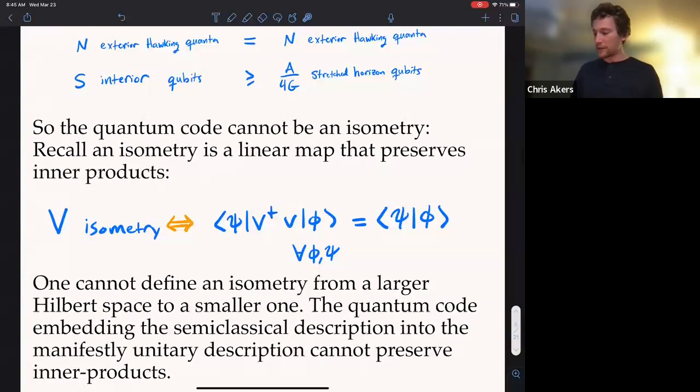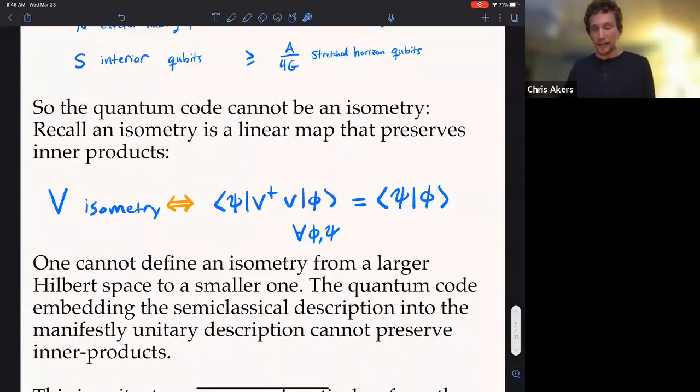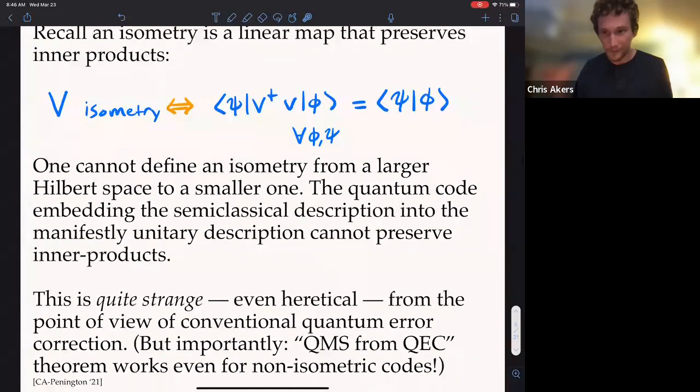Okay, so yeah, remind me. The point was that I claim the semiclassical is the logical, and the manifestly unitary is the physical description. The encoding map from semiclassical to unitary can't be an isometry, because you can't define an isometry from a larger Hilbert space to a smaller one. So the quantum code embedding the semiclassical description into the manifestly unitary one can't preserve inner products. And that's very surprising or heretical from the point of view of conventional quantum error correction.